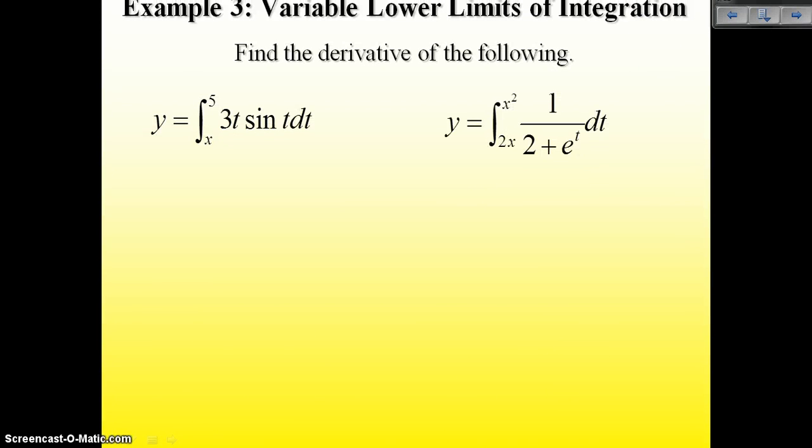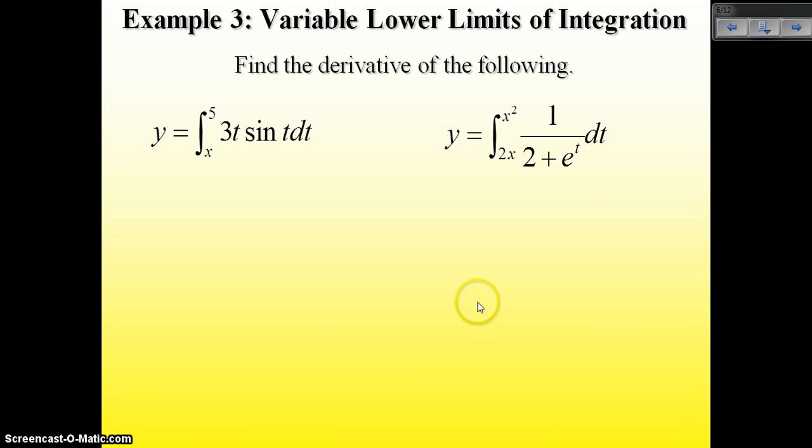Alright, let's move our screen back up here. Find the derivative of the following. We have the integral from x to 5 of 3t sine t dt, and then we have this one over here. So how are we going to do these problems? Well, first of all, I'll remind you again from the last lesson that all it takes is a negative here, and we can flip-flop our integrations back to what they should be.